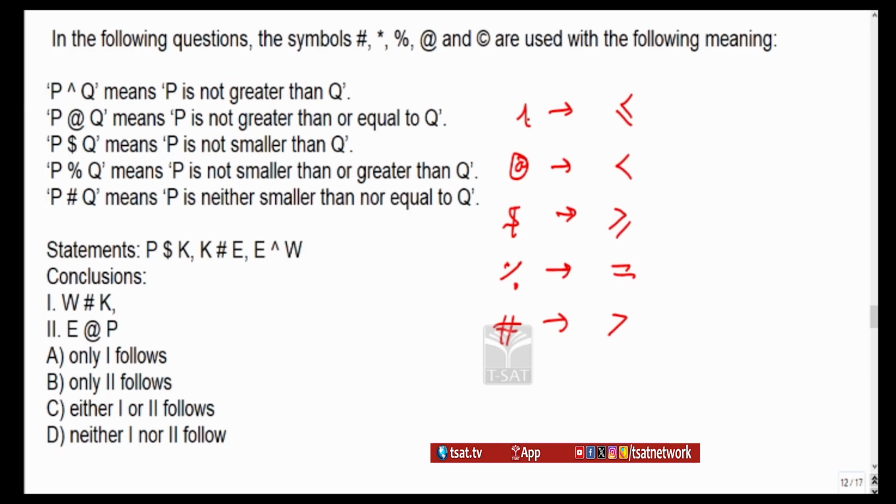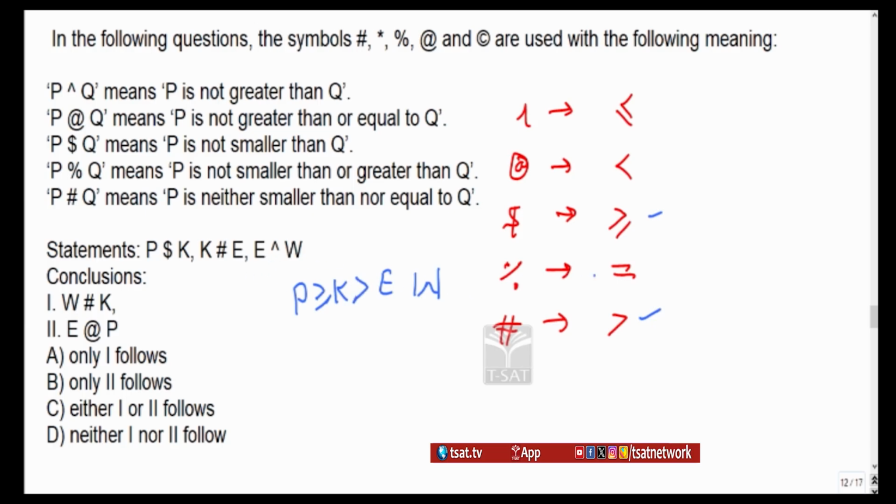See, now after we find out the symbols in greater than and less than forms, you convert these statements, because the statements are also given in symbols. Now it is P $ K, K # E, E symbol W. So the symbols are between P, K, E and W. Now, P K has a dollar symbol. So what is the dollar? Dollar represents greater than or equal to. Now, K and E have the hash symbol. Hash indicates the greater symbol. So K is greater than E.